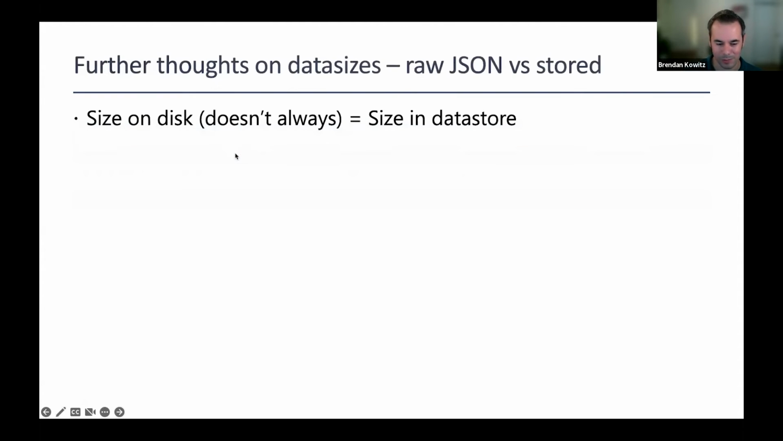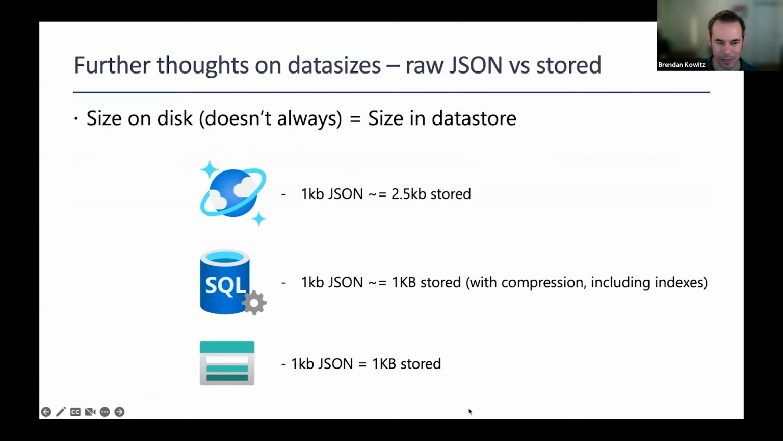I wanted to bring this up just as food for thought, that raw JSON doesn't necessarily equal stored JSON. The three examples I have here: in document data stores, if they're storing JSON, there is a penalty to be paid for the indexes that are created. It's the same in SQL, but what I've generally noticed in SQL is that with compression and the right types on indexes, where a Boolean is a bit, it's generally leveled out at about 1-to-1. And just as a comparison, things like blob storage are obviously going to store it verbatim.